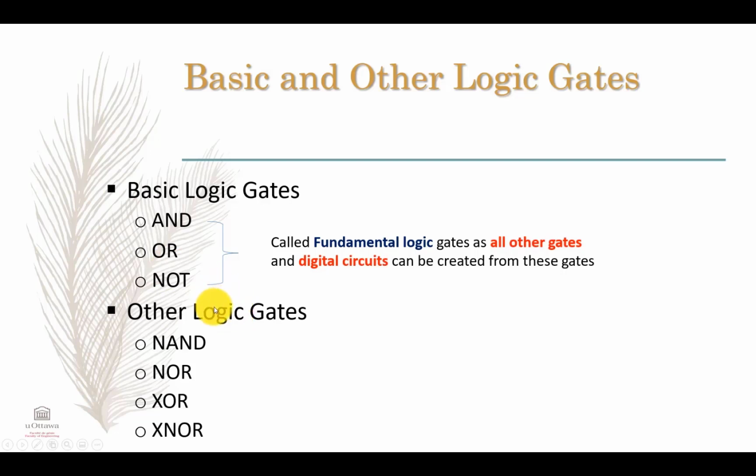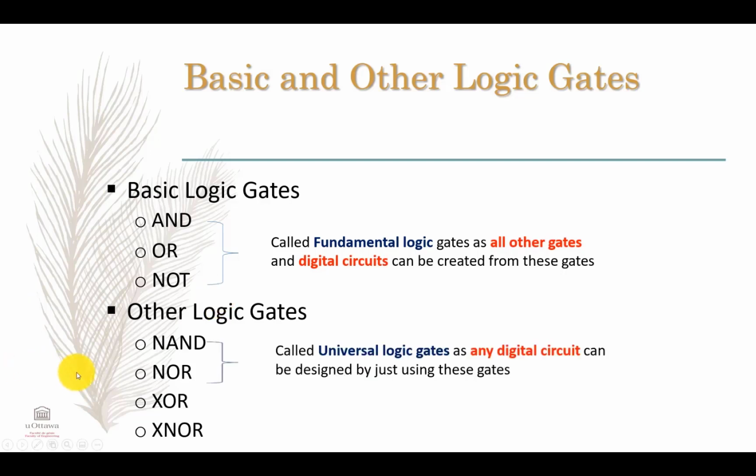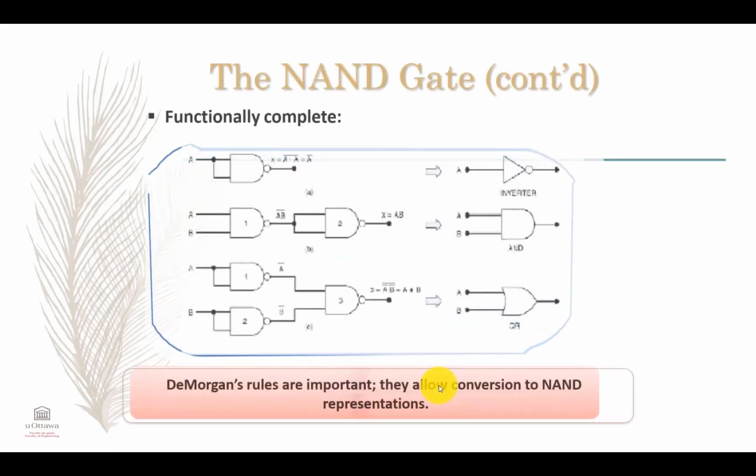An example from real life is that when you want to buy an SSD, all SSDs are implemented with NAND only. Why? Because it's cheaper to implement the whole digital circuit with just one type of gate. Therefore, both NAND and NOR are called universal logic gates, as any digital circuit can be designed by just using these gates. So let me show you here.